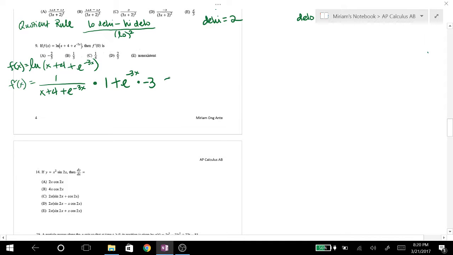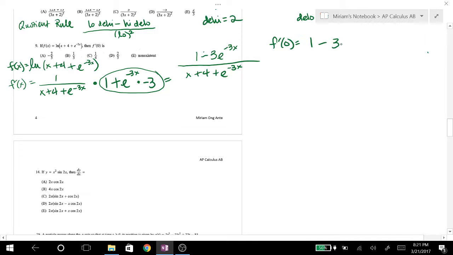So if I want to make this nice, I can say, take this whole thing, put it in the numerator. I can have 1 minus 3 e to the negative 3x all over x plus 4 plus e to the negative 3x. Now I'm not done because I need to plug in 0 here. So f prime of 0, I need to solve for it.